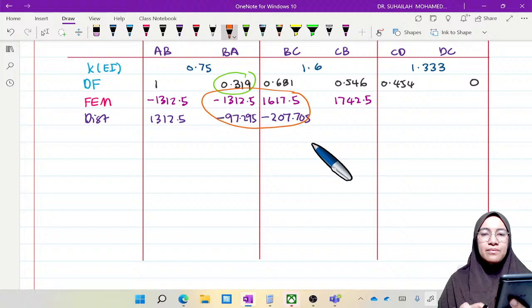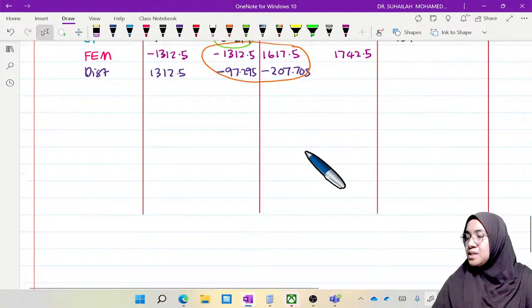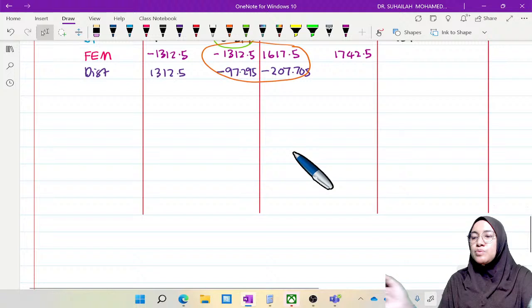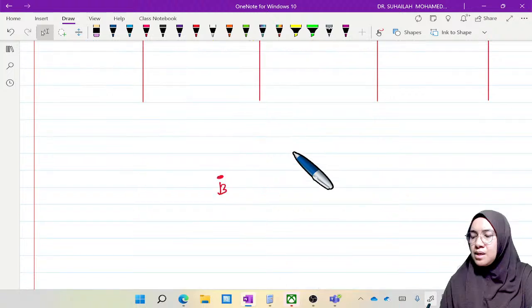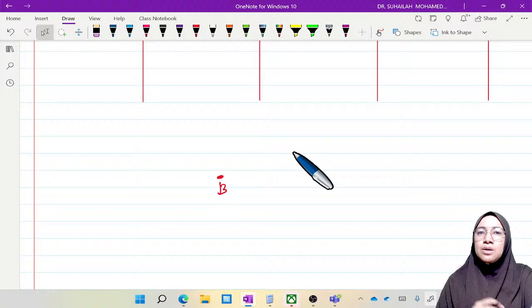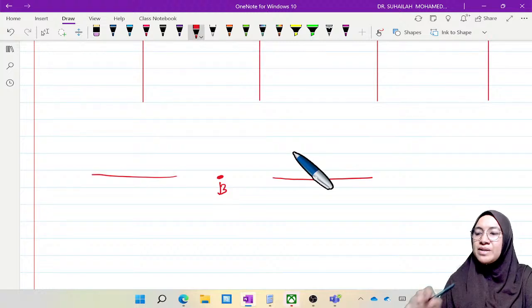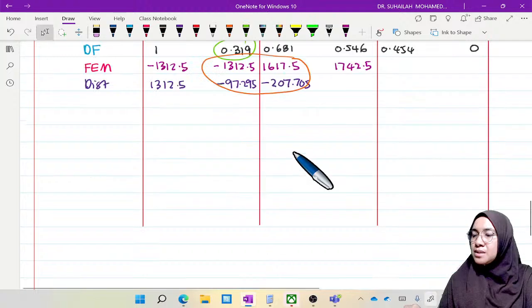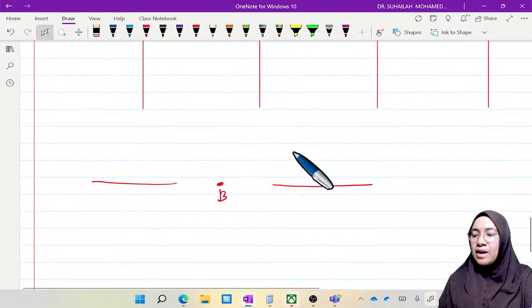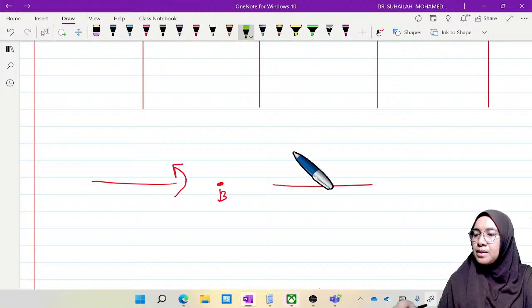The actual process is like this. At joint B, we distribute the joint moment. We get the joint moment from the member end moments. So we have AB and BC. The member end moment we get from the fixed end moment for BA is negative 1312.5.